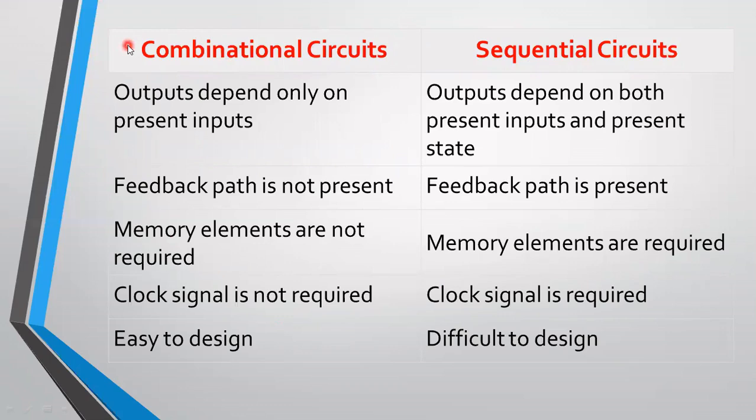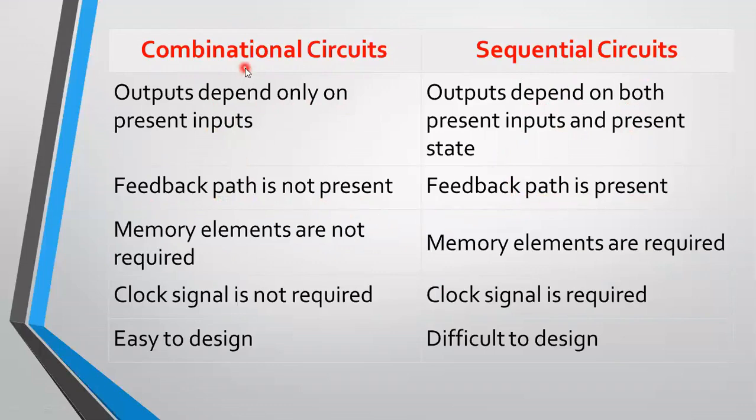These are the major differences between combinational circuits and sequential circuits. Outputs depend only on the present inputs for combinational circuits, whereas in sequential circuits, outputs depend on both present input and present state or past output also. In combinational circuits, the feedback path is not present. In sequential circuits, the feedback path is present.